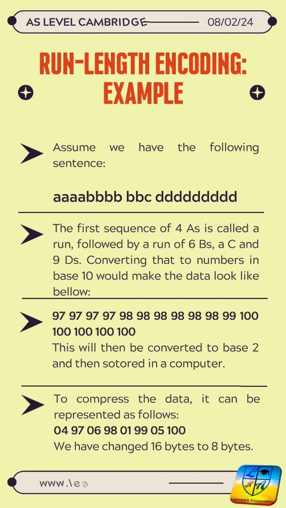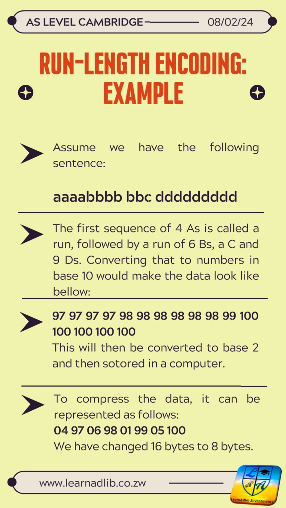So look at an example. Don't worry about the definitions there. I've been running through them, but I want you to focus on the example. Look, we have a sentence which is A, B, B, B, B, B, B, then we have a C, then we have 9 Ds, right? Look at what happens to the sentence if we represent it using base 10 numbers. A will be 97, B will be 98, C will be 99, D will be 100. This is how we can represent it, and we can convert those numbers to base 2, each being 8 bits, and we can still represent that data that way.